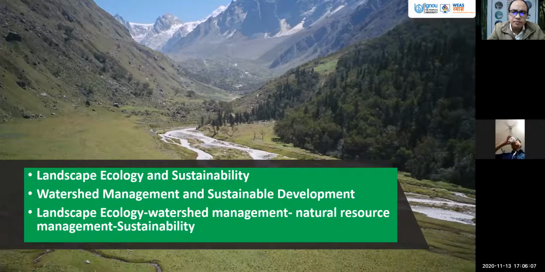How watershed management is very important in bringing sustainable development will also be touched upon. As I mentioned, at the end of this discussion, you will be able to understand yourself, or even explain to others, how landscape ecology, watershed management, and natural resource management are interrelated, with interlinkages among each other. Understanding these interlinkages from a functional point of view is the road to sustainability. In other words, bringing sustainability needs an understanding of the functional relation of landscape ecology, watershed management, and resource management.